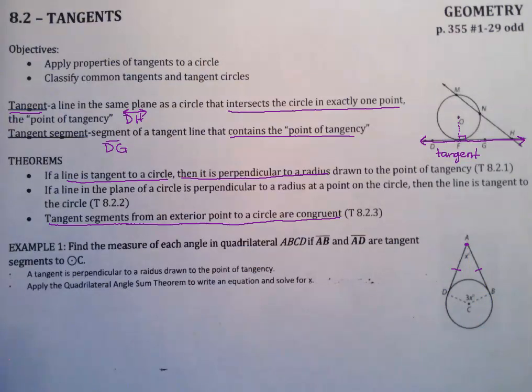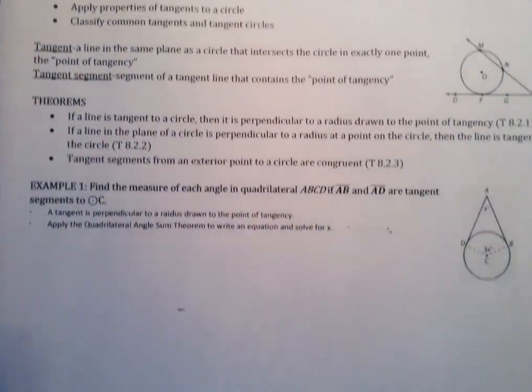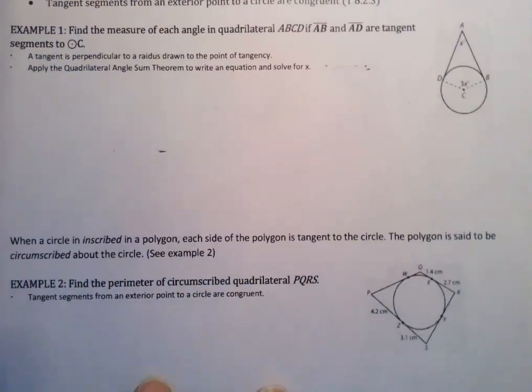All right. So we're going to apply these three theorems in example 1 here, finding the measure of each angle in quadrilateral ABCD if segment AB and segment AD are tangent segments to circle C.